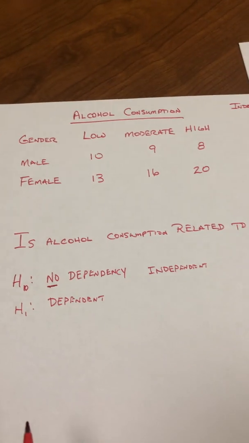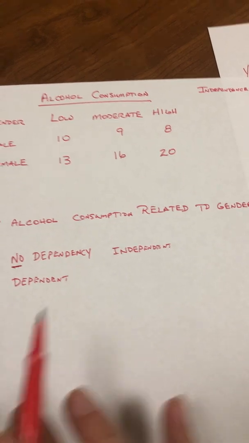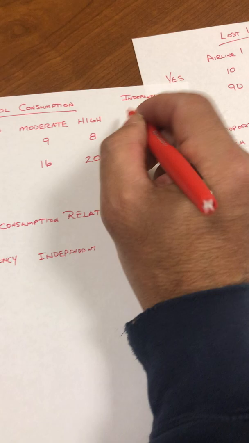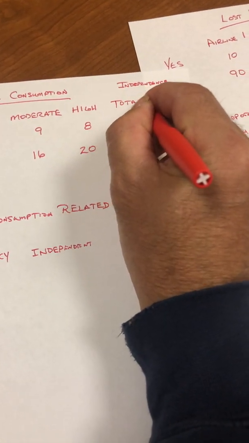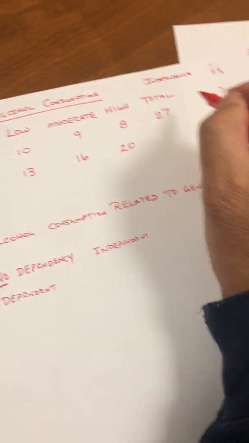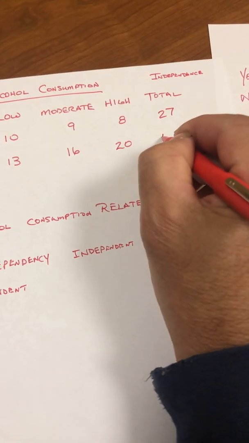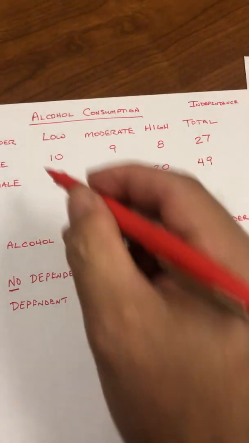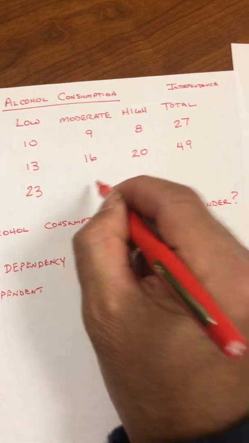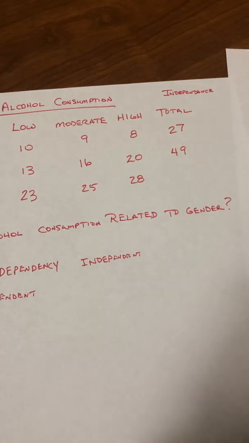So, all right, to find the expected value, very, very simple. We've collected our data. What we need to do is come up with totals. We need to have a total for each row. So there were 27 males. We need a total for the females. There were 49 females. We also need a total for each of our columns. So there were 23 that drank low, 25 that drank moderately, and 28 that were drinking highly.